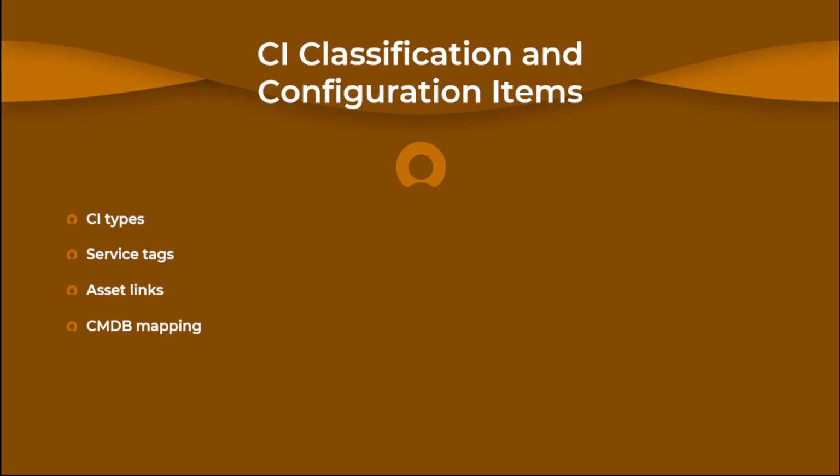CI classification and configuration items. Configuration items, or CIs, are the building blocks of your CMDB. Proper classification of CIs ensures that each item is stored, tracked, and related correctly. CI types like servers, applications, routers, and software licenses should be defined based on business use. Using service tags and asset links, you can tie physical and software assets directly to the operational services.